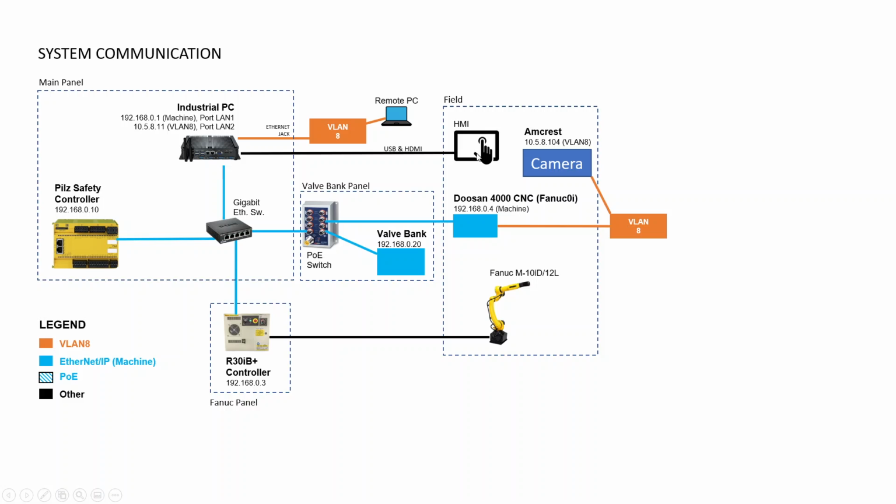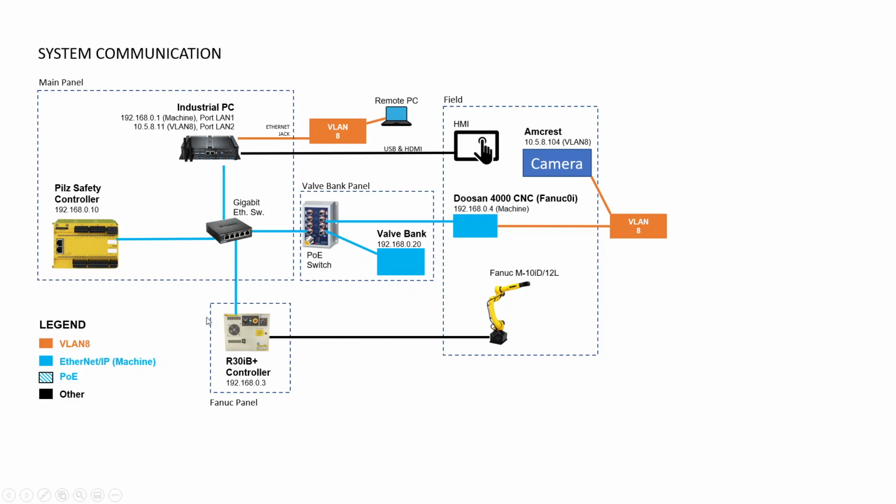And then we have the HMI, which is not an Ethernet device, but it's connected to our industrial PC over HDMI. And since it's a touch screen, it has some touchscreen outputs that we use through USB, which connects back to the industrial PC. And then out here, directly below the main panel, we have our robot controller, again as an Ethernet IP adapter, and it directly communicates with the FANUC robot.